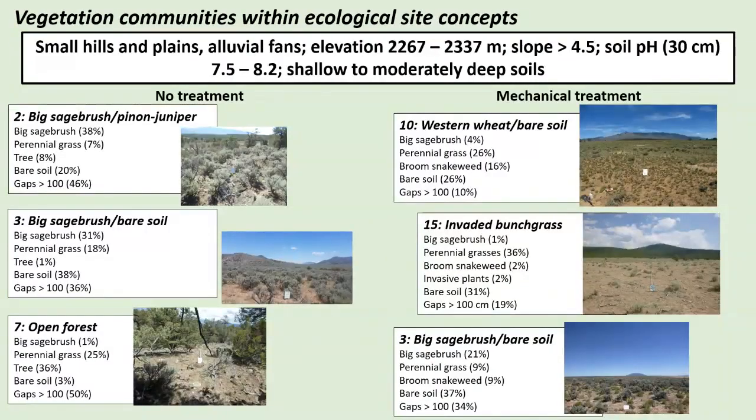So here's another ecological site concept that had 3 vegetation communities on plots that were not in vegetation treatments, and another 3 vegetation communities associated with mechanical treatments. And we do see broom snakeweed as a component in all the treated vegetation communities and not in the untreated communities, as well as some other differences.